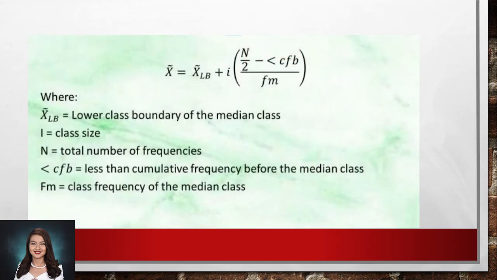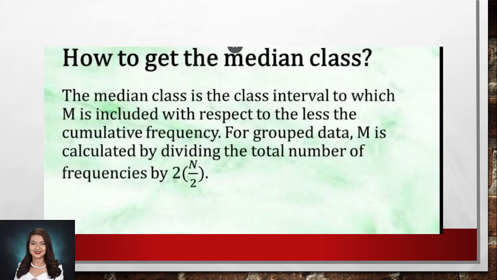In this formula, XLB is equal to the lower class boundary of the median class, i is equal to the class size, N would be the total number of frequencies, the less than CFB is the less than cumulative frequency before the median class, and FM is our class frequency of the median class. How to get the median class? The median class is the class interval to which M is included with respect to the less than cumulative frequency. For grouped data, M is calculated by dividing the total number of frequencies N by 2.